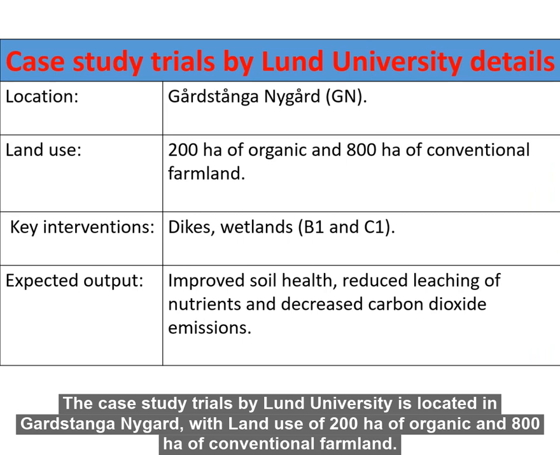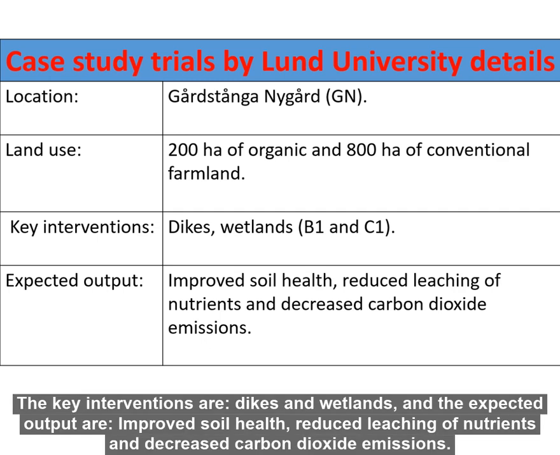The case study trials by Lund University are located in Gardestanga with land use of 200 hectares of organic and 800 hectares of conventional farmland. The key interventions are dikes and wetlands, and the expected outputs are improved soil health, reduced leaching of nutrients, and decreased carbon dioxide emission.